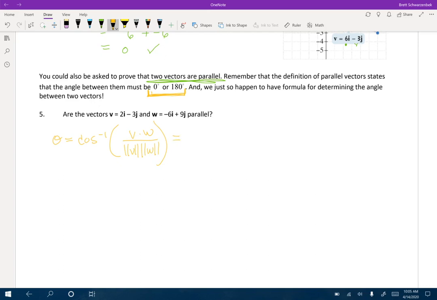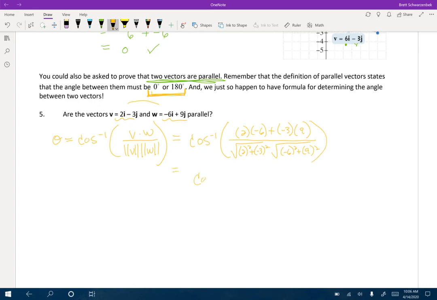So let's go ahead and look at how this sets up. By now, you've had a lot of practice with this, so hopefully it's going well. Remember, the dot product is the only scenario where you go vector to vector with the components. So 2 times -6 plus -3 times 9. In the denominator, the magnitudes are when you're isolating each of them. So 2 squared plus -3 squared in the radical, times, and then isolating this, -6 squared plus 9 squared in the radical. So what do we get?